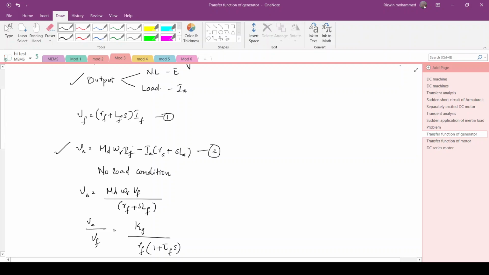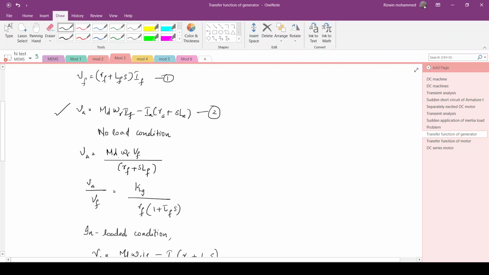Now we substitute If and assume a no load condition, so the second term will be equated to 0. After substitution you will get Va, the terminal voltage, equal to Ea, because it is in a no load condition, Md omega r Vf by (Rf plus s Lf). If you take Rf outside, you will get Kg by Rf into (1 plus tau f s), which is Va by Vf. This is the transfer function in no load condition.